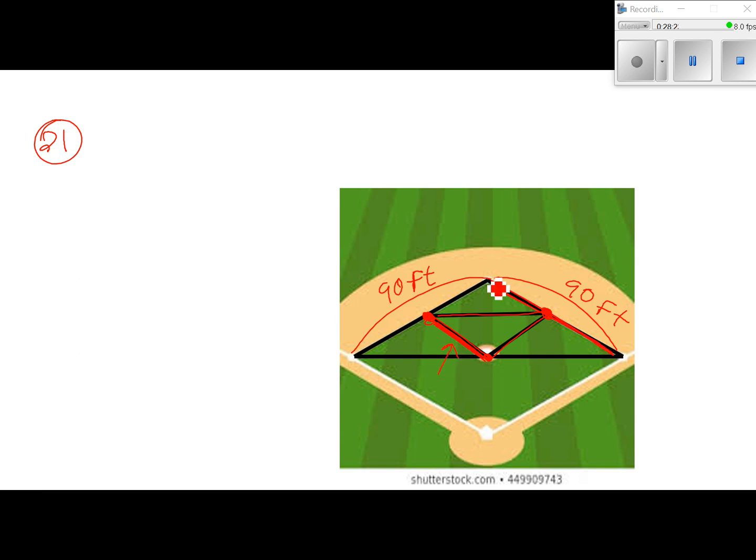Well, if we look over here, since this is a mid-segment, this segment and this segment have to be parallel to each other, and the mid-segment, this one, has to be half as long as that. So the distance from the pitcher to the shortstop should be half of 90, which means our answer is 45 feet.